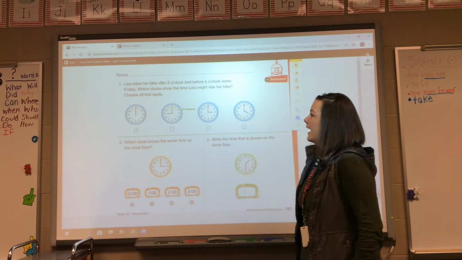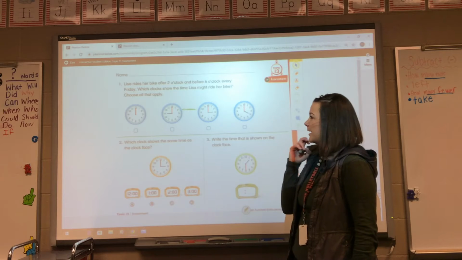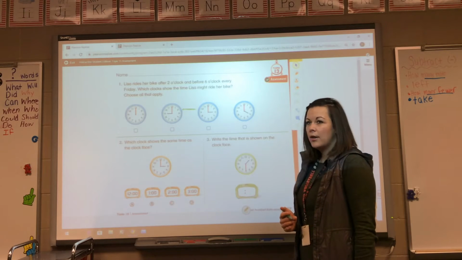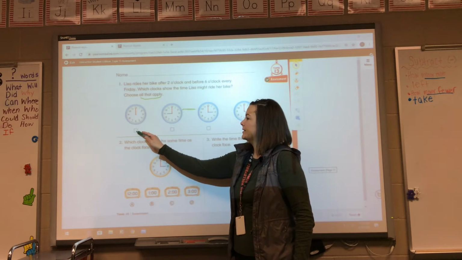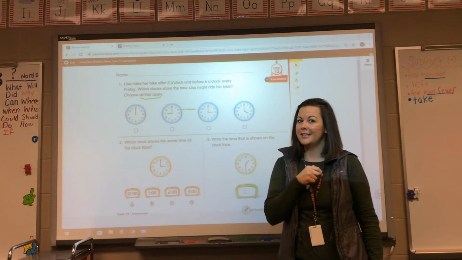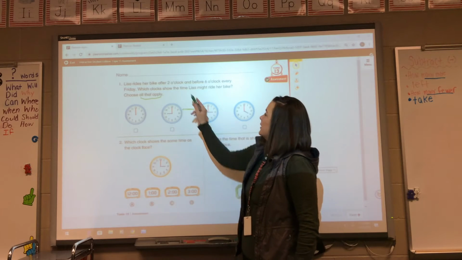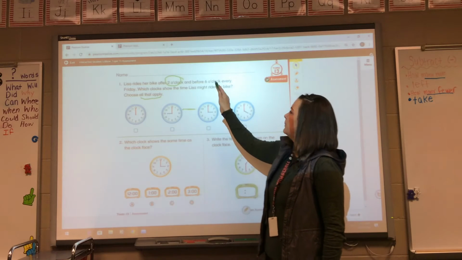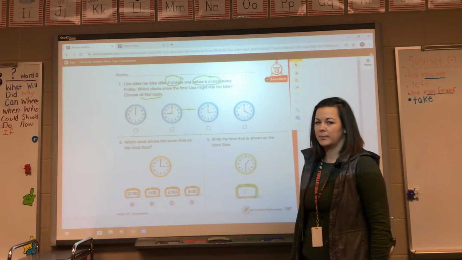Lisa rides her bike after 2 o'clock and before 6 o'clock every Friday. Which clock shows the time Lisa might ride her bike? Choose all that apply. Since it's saying choose all that apply and we have these kind of funky squares, we already know that there's going to be more than one answer. So after 2 o'clock, but before 6 o'clock. Those are some key information for me.